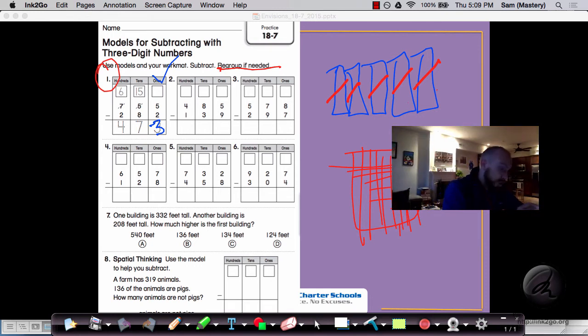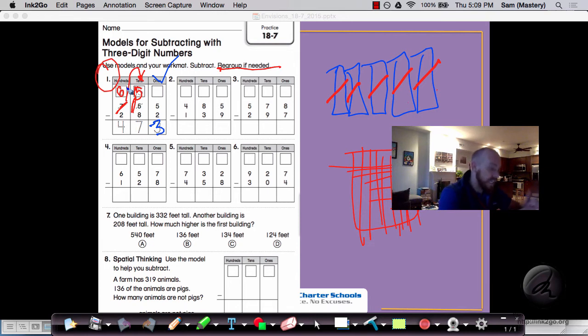So I'm going to actually borrow 100 from over here. So I cross that out, and I'm moving it over into the tens place. So now I put it right here. 10 tens, plus 5 tens makes 15 tens. Exactly. So now I've got 15 tens minus 8, but also here I've got 6 now instead of 7 because I took 1 away from this and I put it over here. So that is my regrouping.